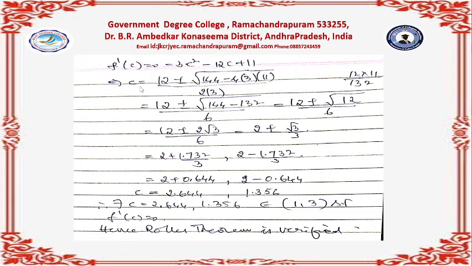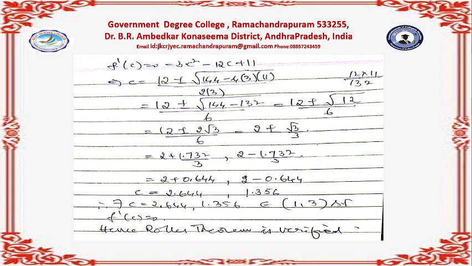Therefore c equal to what? Minus b plus or minus square root of b square minus 4ac divided by 2a. Here what is a? 3. What is b? Minus 12. What is c? 11. So minus b, minus of minus 12, that is 12 plus or minus square root of b square.